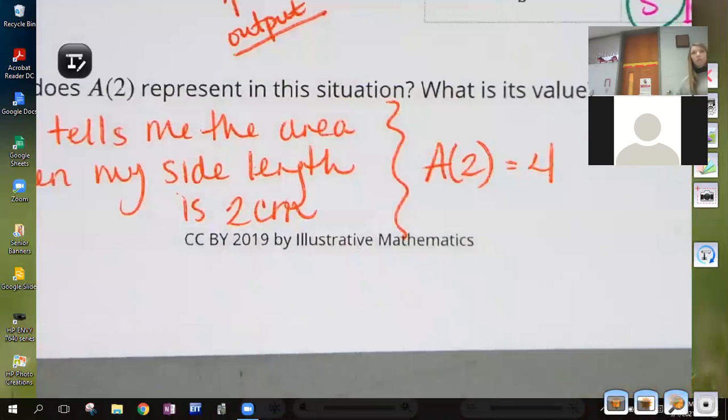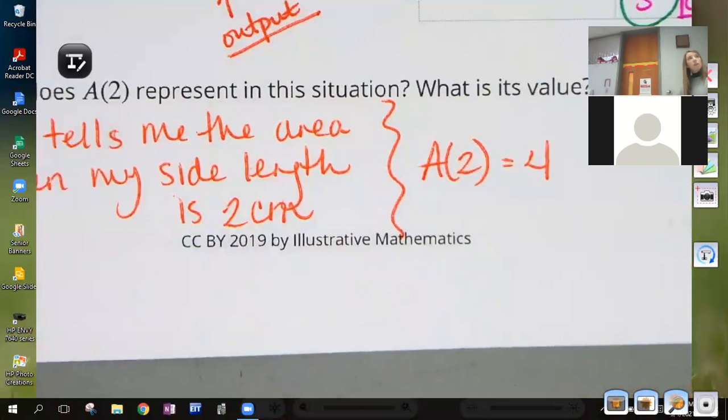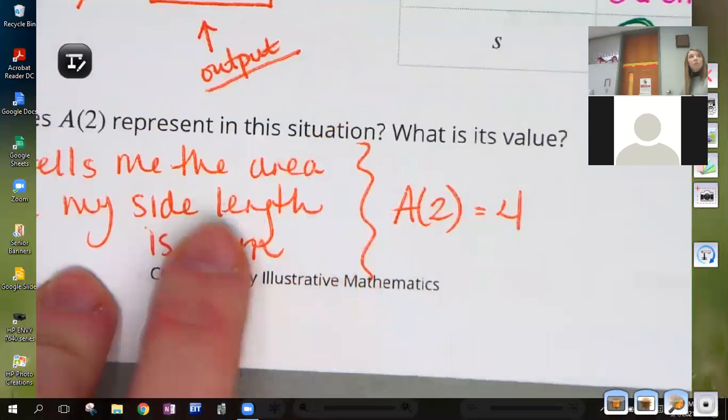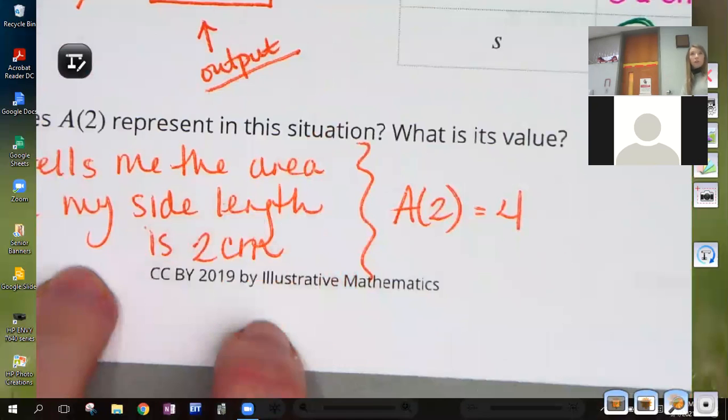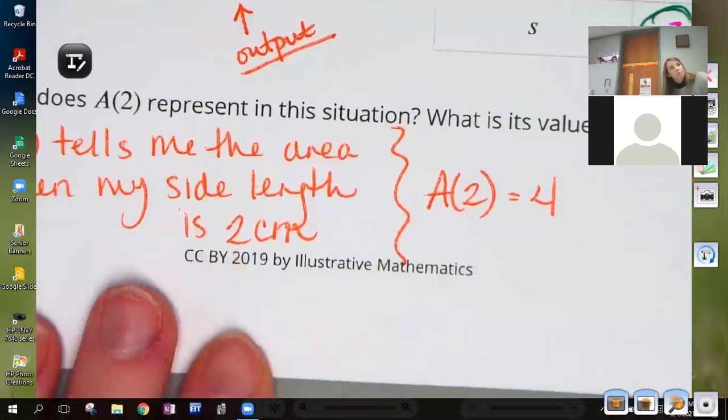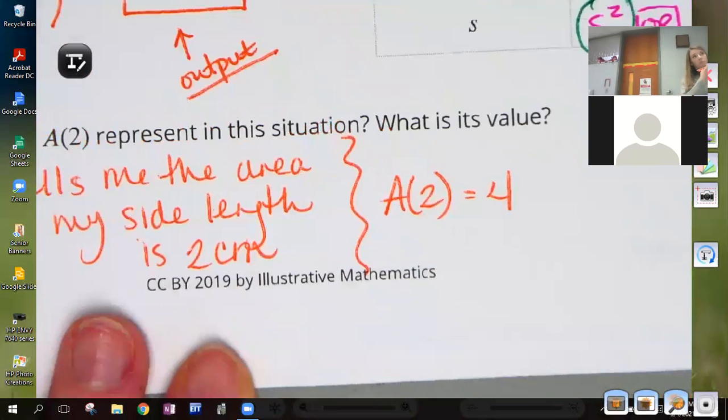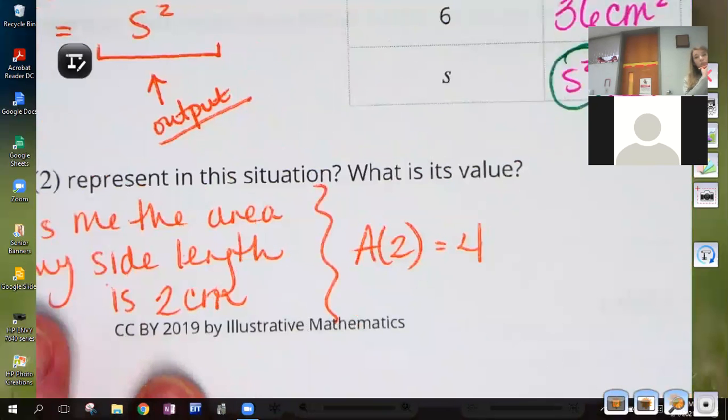There's another question, what do you mean 2 centimeters squared? If the side length would be 2 centimeters, the area would be centimeters squared. Good question.